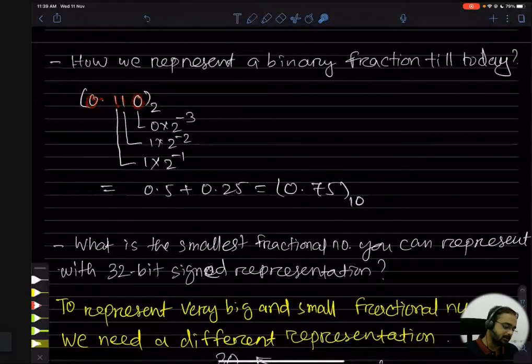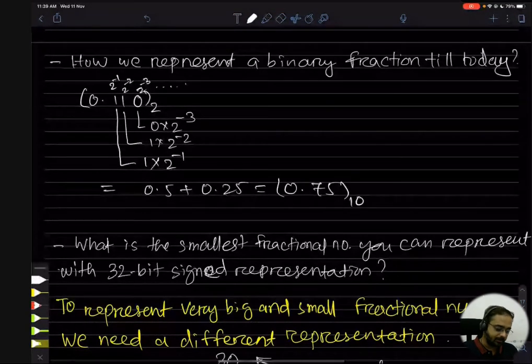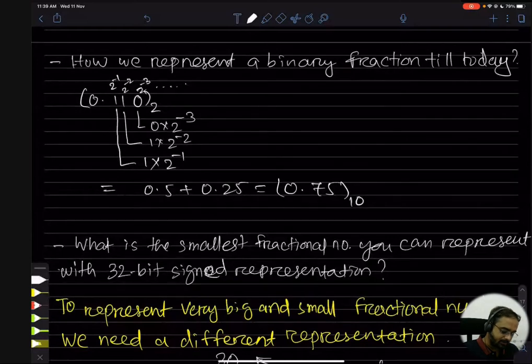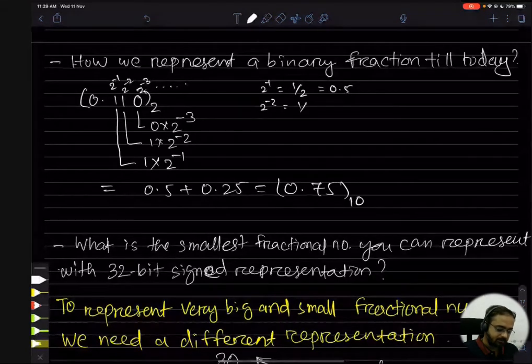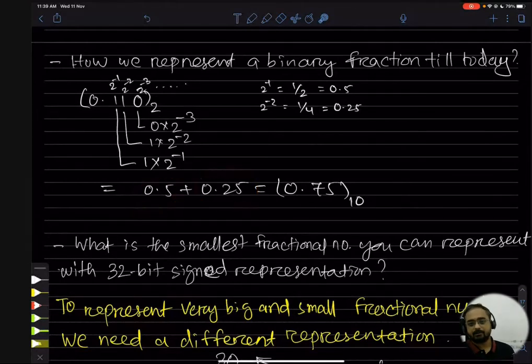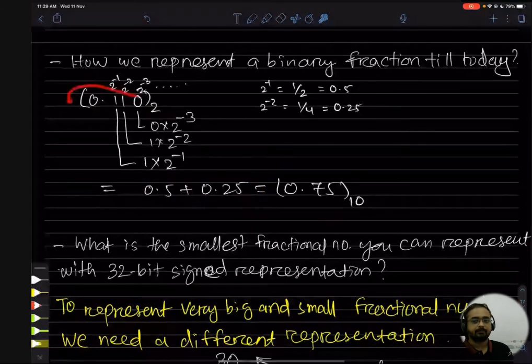0.110 will be represented as: this is 2 to the power minus 1, this is 2 to the power minus 2, this is 2 to the power minus 3, and so on. So what is 2 to the power minus 1? 2 to the power minus 1 is equal to 1 by 2, which is 0.5. 2 to the power minus 2 is equal to 1 by 4, which is 0.25. At the end, 0.5 plus 0.25 is equal to 0.75. This is the decimal equivalent of this binary number.